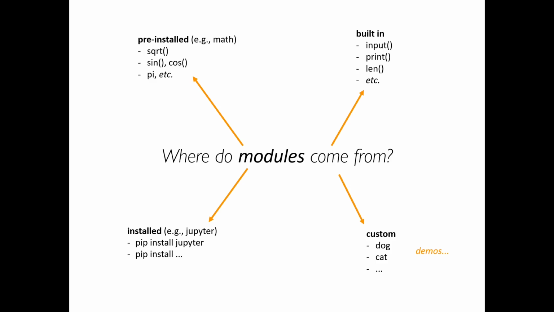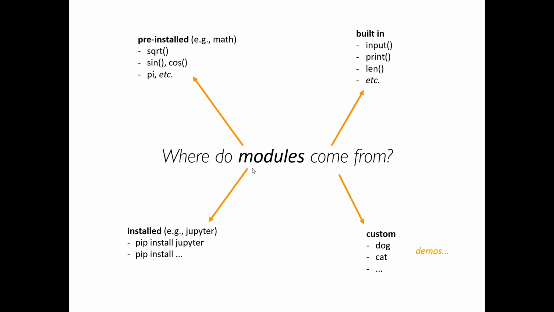And they come from packages. So packages come from a number of places. Some of them are built-in. These modules, like the built-in modules, contain like the input function we talked about, print, length, etc. We also talked about some that I'm going to call pre-installed. We saw an example of that with math. We had the square root, sine, cosine, pi, a lot of that kind of stuff in those.